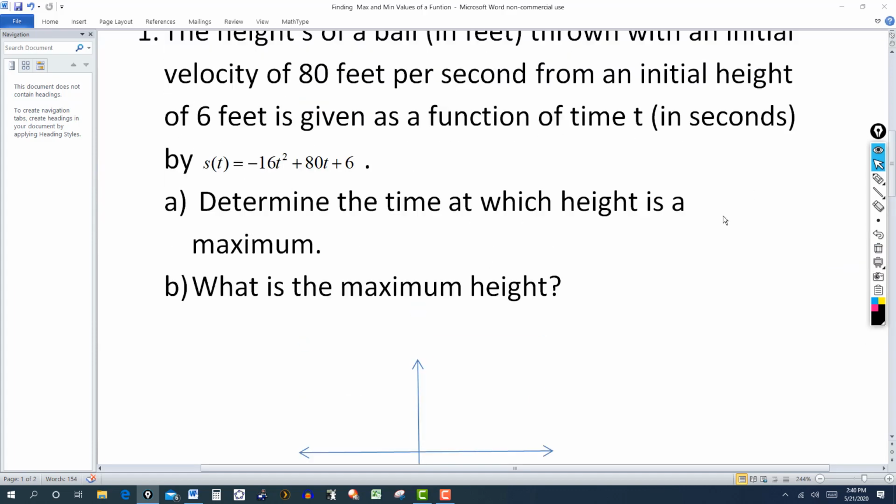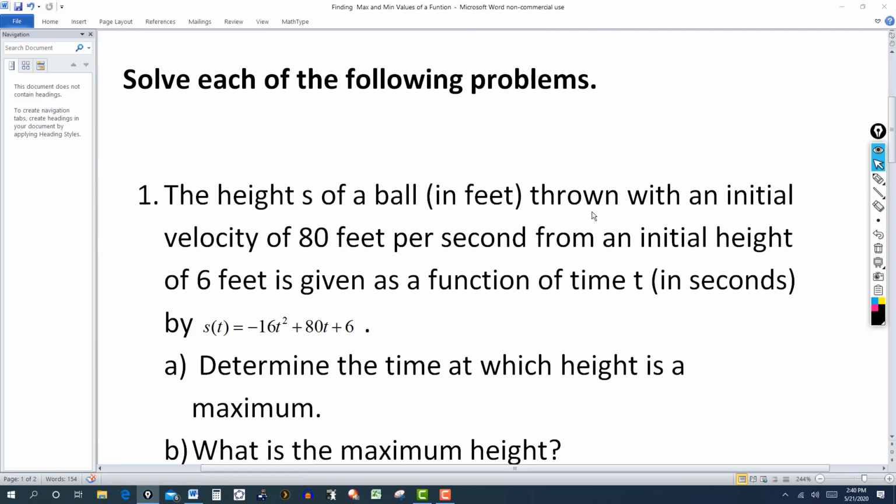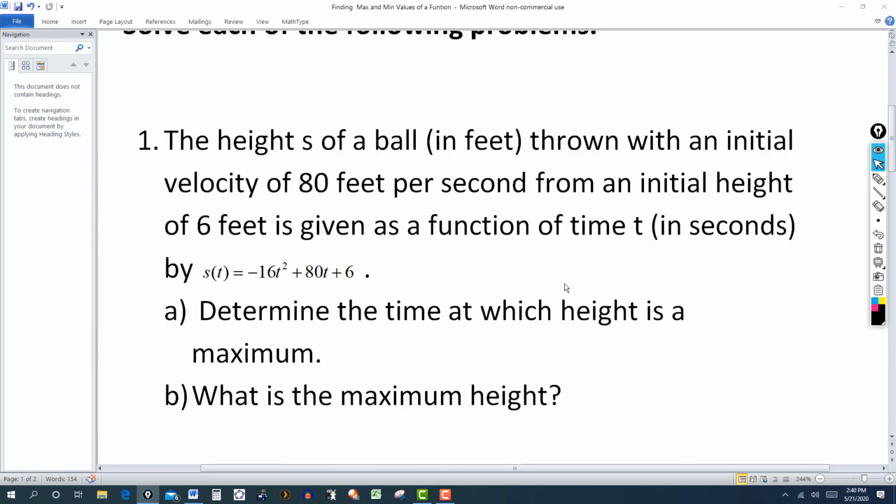Now let's look at the first problem. So we have the height of a ball in feet thrown with an initial velocity of 80 feet per second from an initial height of 6 feet, given as a function of time, t in seconds, and it's given by this model. And you can see that's a parabola. You can easily solve it by just finding the vertex.